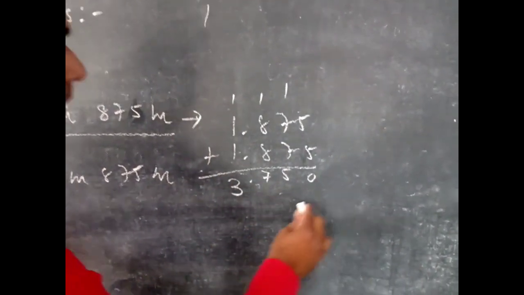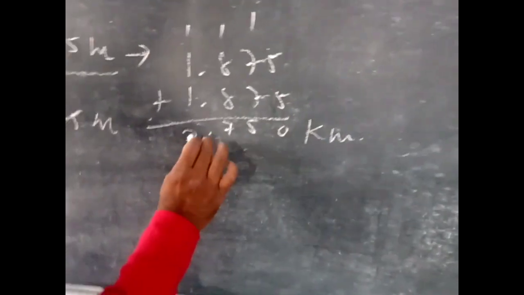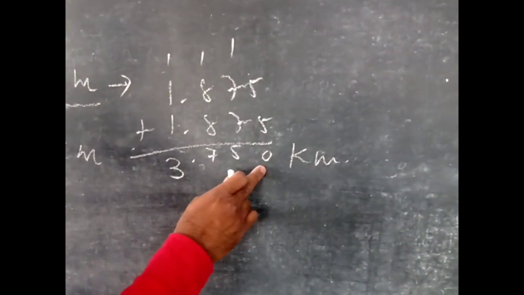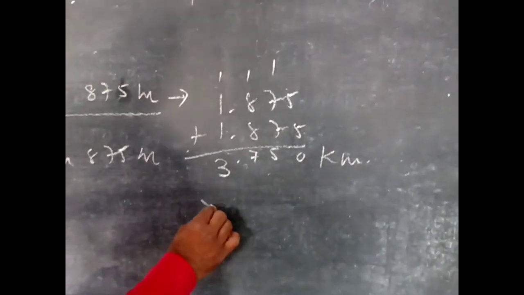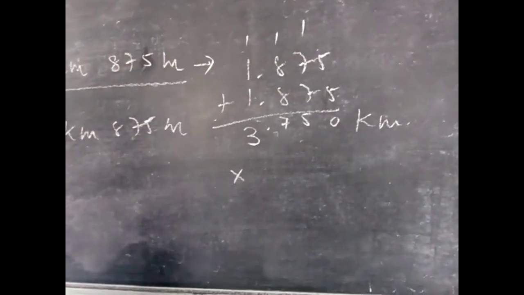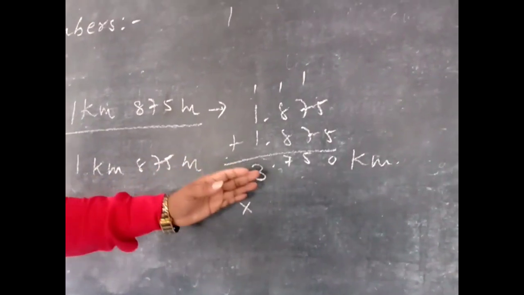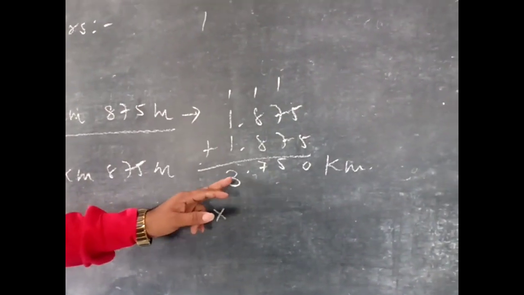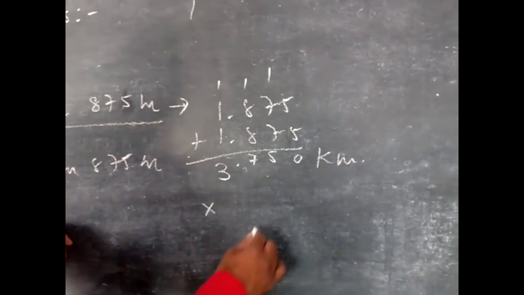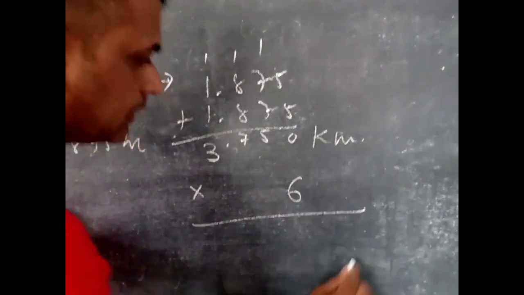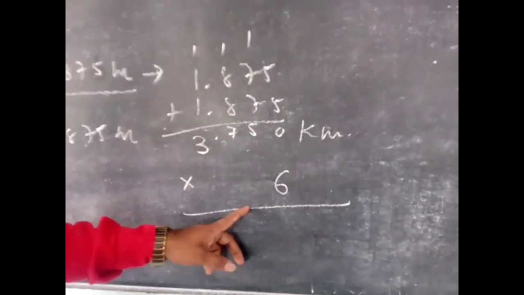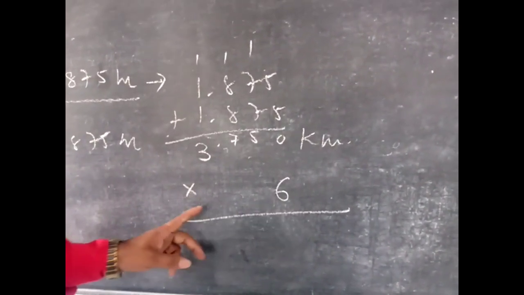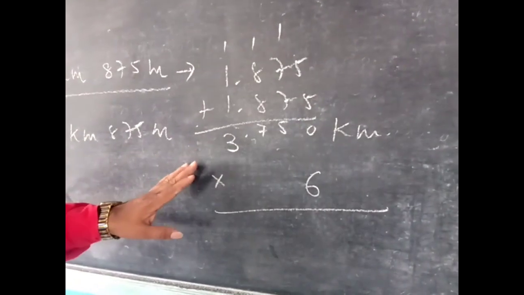So we can say every day she is covering how many kilometer distance? 3.750 kilometer, right? So like this way, for how many days is she coming to school? 6 days. So you will do 3.750 multiply 6. Whatever product you get, that is the distance she is covering within 6 days. Got it? So like this way you have to solve example number 11.